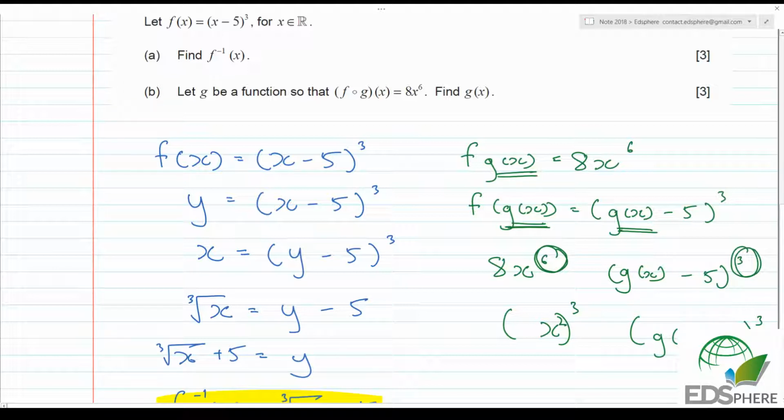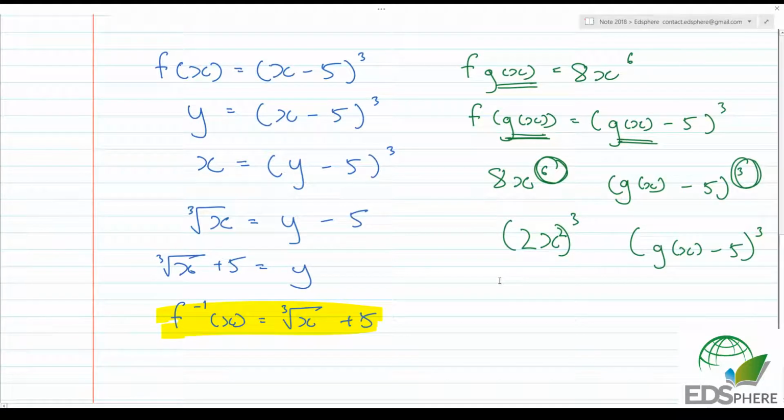x squared inside, outside the power of 3, you multiply it. That's x to the 6. What about the 8? How do I get 8? Well, we know 2, yeah? So 2x squared whole cubed would equal 8x to the 6. Does that make sense? So what actually happened is that I can tell you that this down here actually equals this.